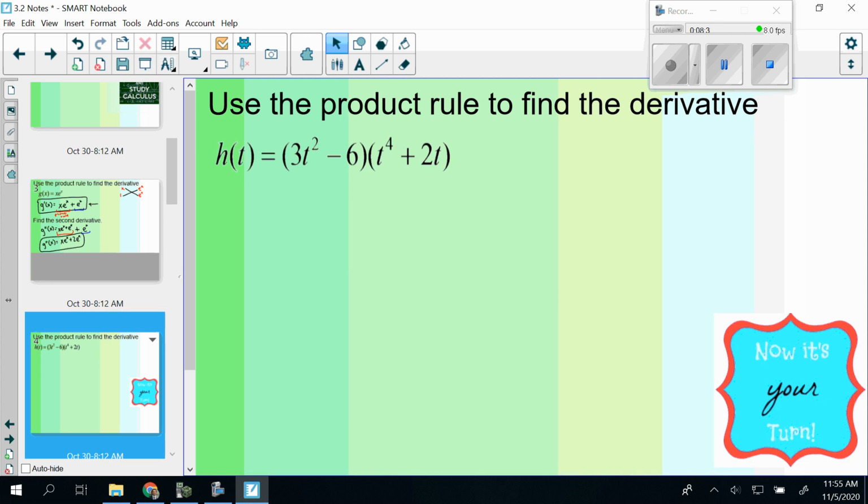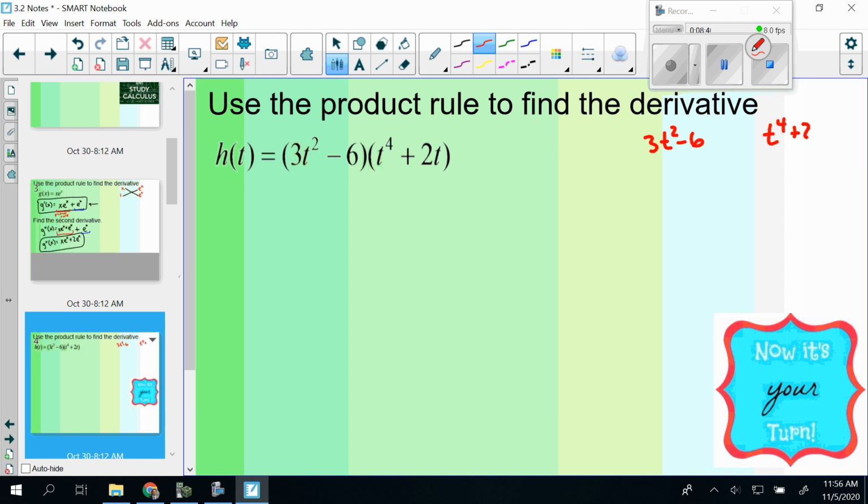All right, why don't you pause the video and try this one out. See if you can find this with product rule. It might help to start off on the side again and write down your 2 functions and find those derivatives to start and then apply it to product rule.